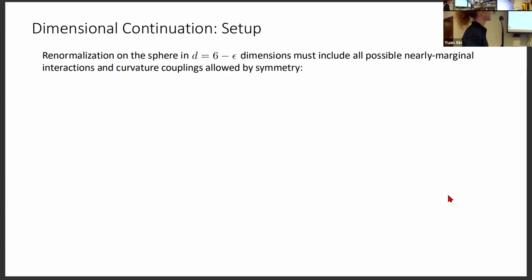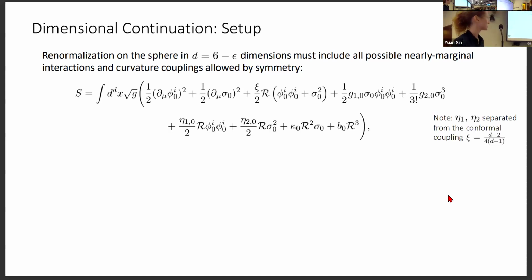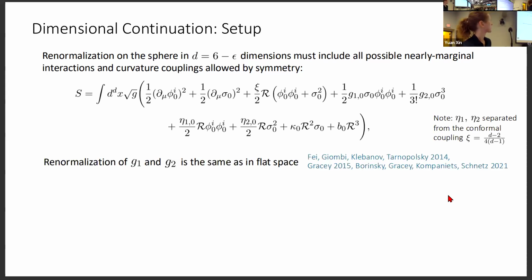Okay, so yeah, as everyone's familiar, in dimensional continuation, we need to consider all possible nearly marginal interactions and curvature couplings that are allowed by symmetry. So here is our general action. The first line is just the usual kinetic terms, conformal coupling, and our interactions. And in the second line, we've separated out these other coefficients from the conformal coupling, and we've included these other curvature couplings that are allowed, kappa and b.